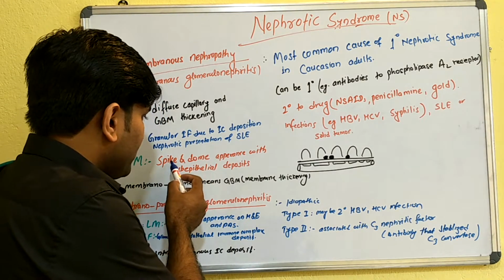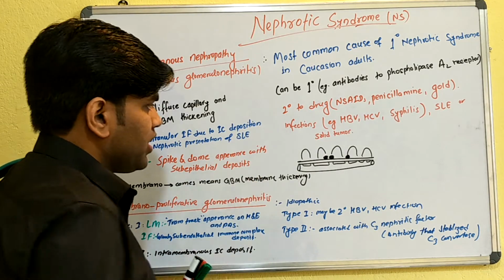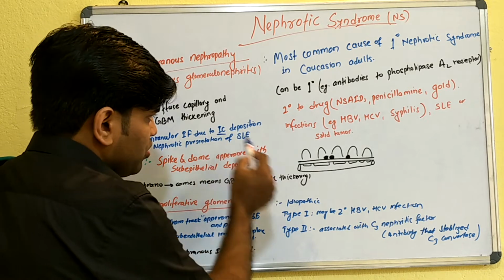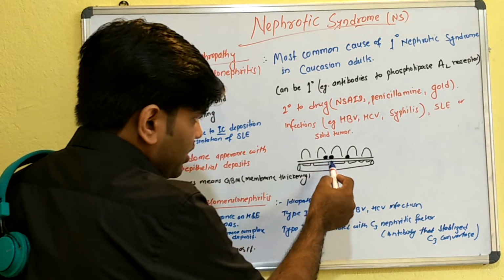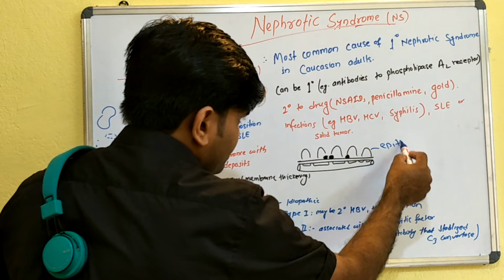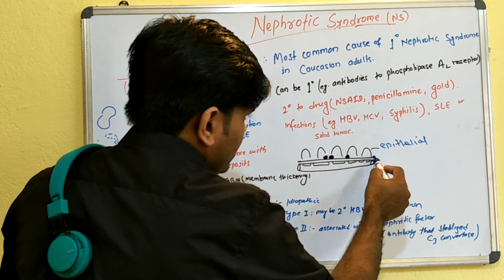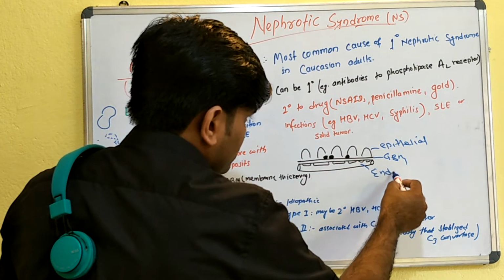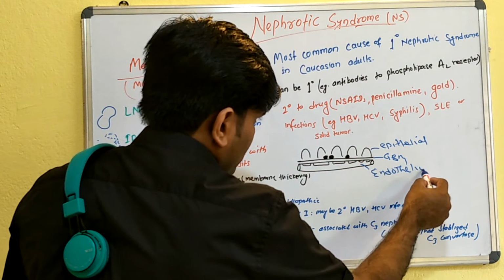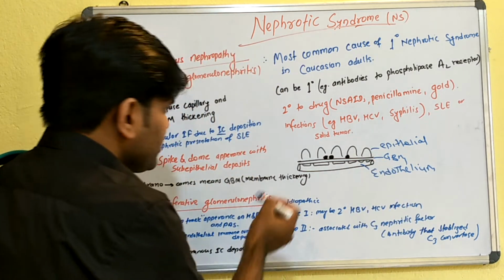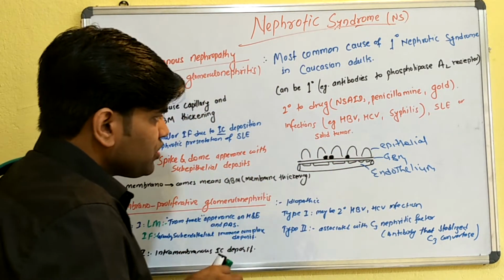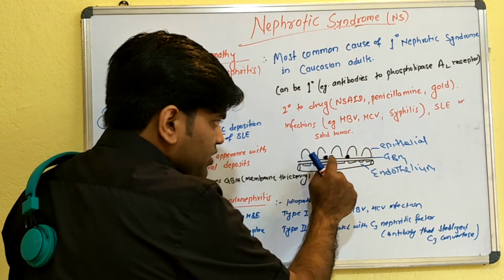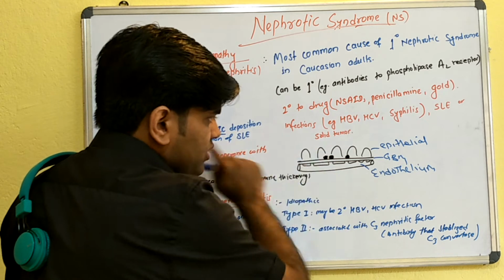Electron microscope finding, we will find spike and dome appearance with subepithelial deposition. Means what? Means that there is immune complex deposition. This immune complex deposition is under the subepithelium. You know that this is epithelial, this is GBM, and this is endothelium. Now we are talking about immune complex deposition, and where is the immune complex deposition? On the subepithelial. This is epithelial and subepithelial. Since there is immune complex deposition, you know that the immunofluorescence will be granny.